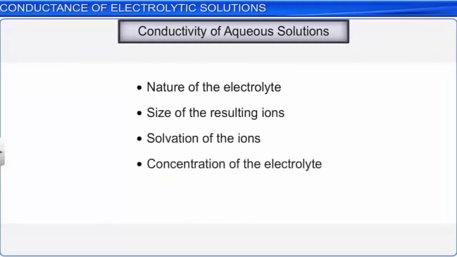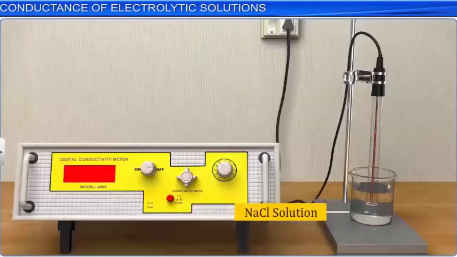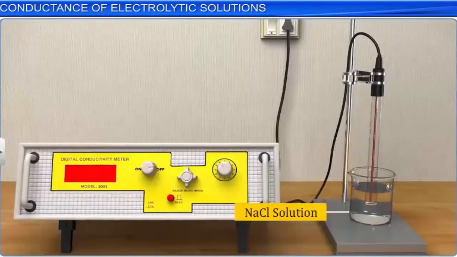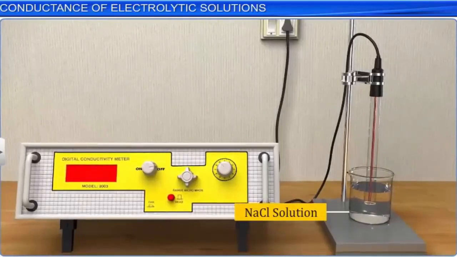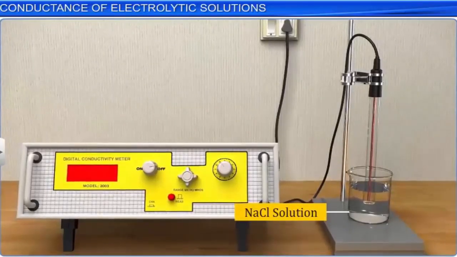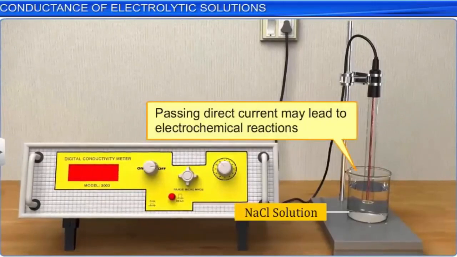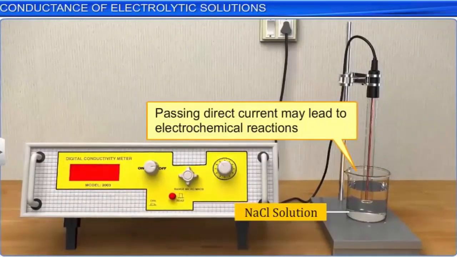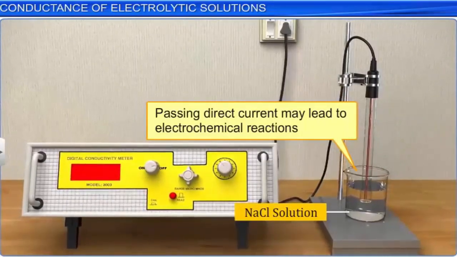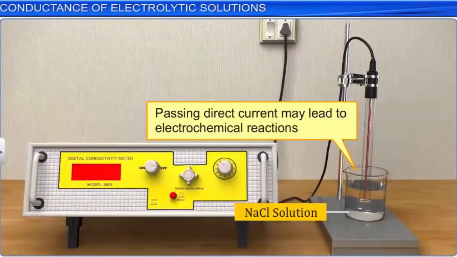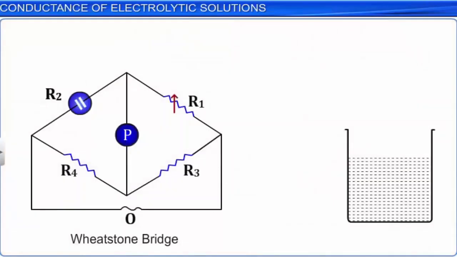Directly measuring the conductivity of ionic solutions is problematic. Passing a direct current into an ionic solution changes the composition of the solution, as electrochemical reactions may occur. Also, unlike a solid conductor, such as a metal wire, we can't connect a solution to a Wheatstone bridge.